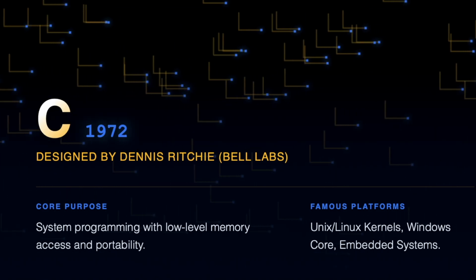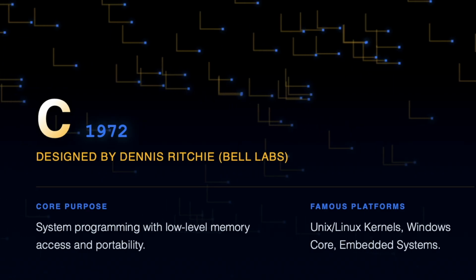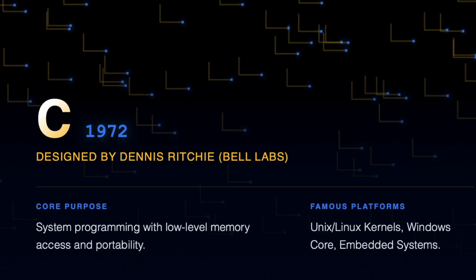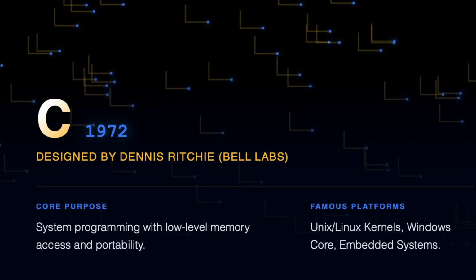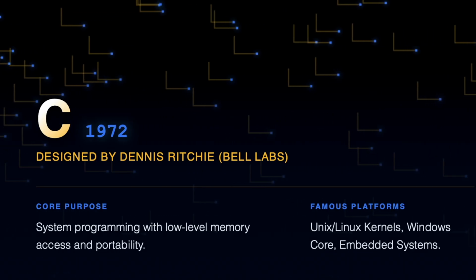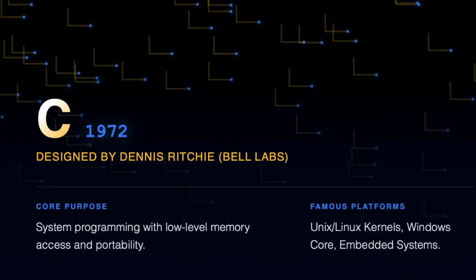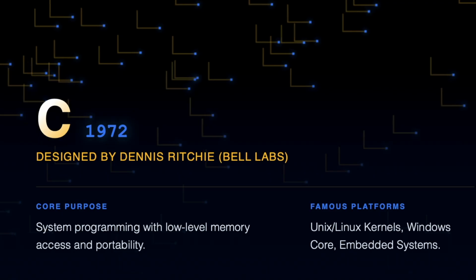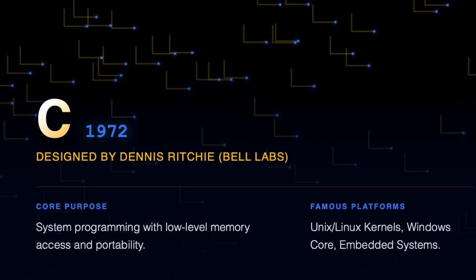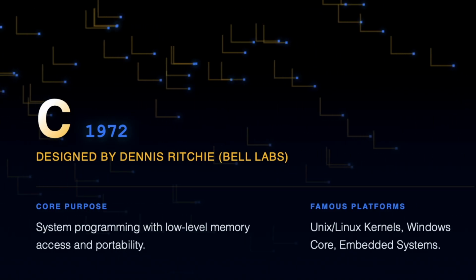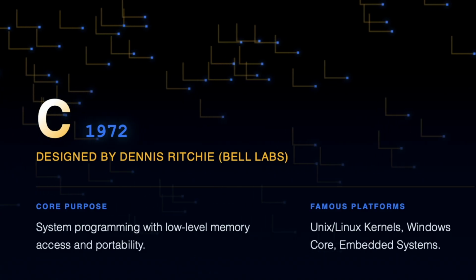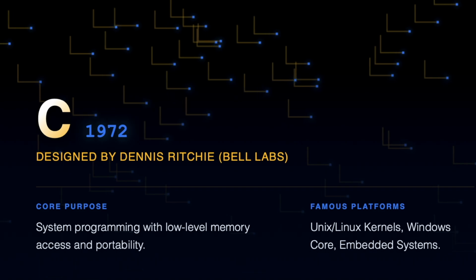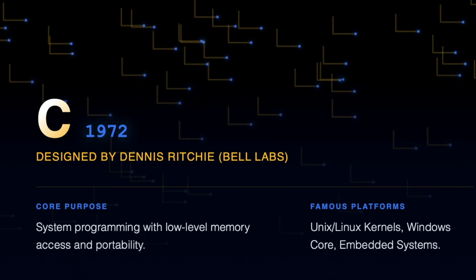In 1972, Dennis Ritchie at Bell Labs changed computing forever with C. It gave developers the blistering speed of assembly combined with the portability of a high-level language. C became the absolute foundation of all modern operating systems. Unix, Linux, Windows kernels, they are all written entirely in C. If you have ever used a smartphone, a laptop, or browsed the web, you have directly interacted with code written in C. It remains the undisputed gold standard for system programming.